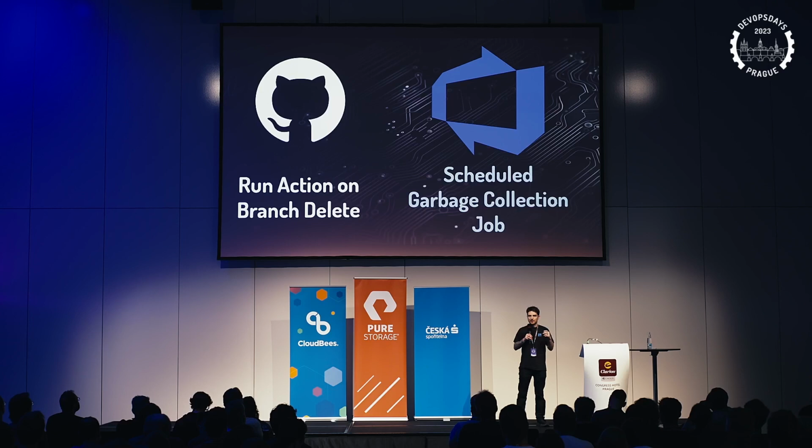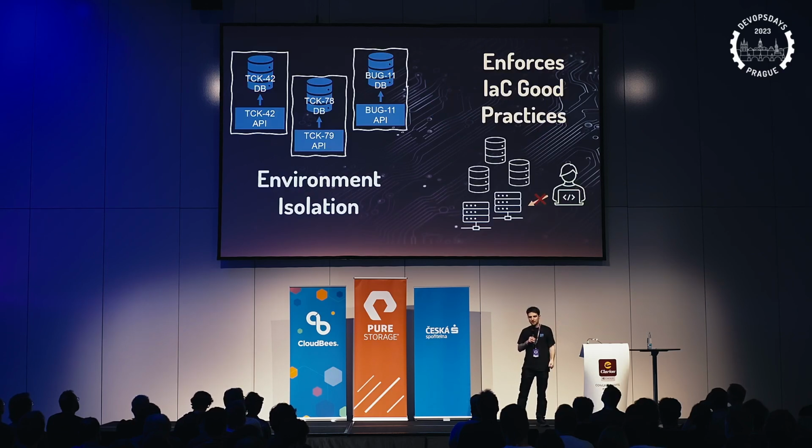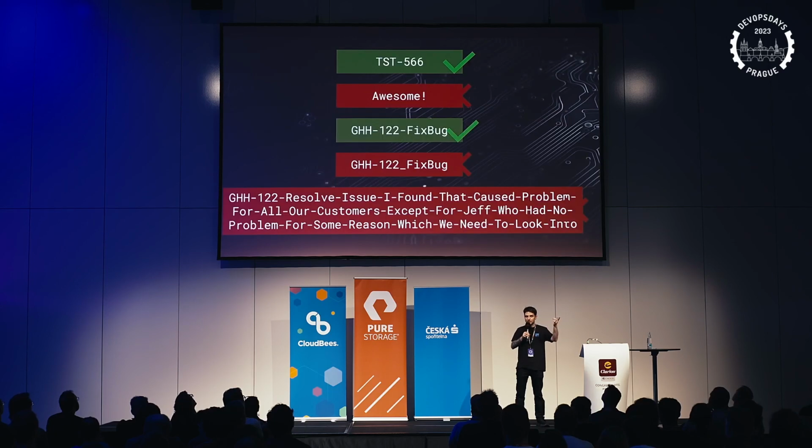Now, GitHub Actions have one for branch delete, so you can run the destroy on a branch delete, but for others, like Azure DevOps, you cannot do that. You have to do it on a pull request or schedule a garbage collection job, which runs and deletes these branches. And overall, it just gives you this environment isolation. You've got your whole stack, as much as possible anyway, so you might have a database and so on, and it enforces good practices, because if somebody does something manually on that environment, then it'll get overwritten.